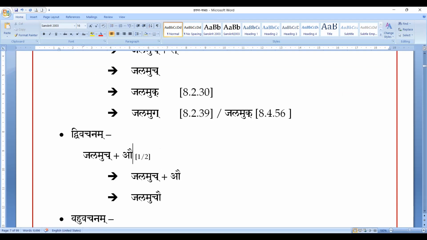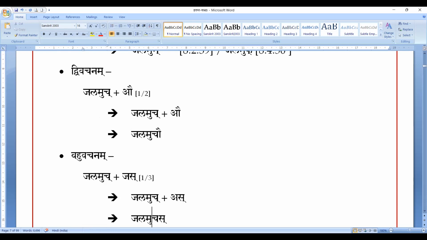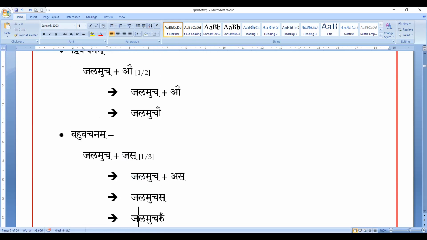Jalamuch plus au, the next one, Prathama Vibhakti. I derive all the Jalamuch forms. Please see. Jalamuch plus au, just join. Jalamuchau. This is melanam, nothing happens here. Here au is a pratyaya, Prathama Vibhakti Dvivachanam, Jalamuch plus au, Jalamuchau. Just joining. Then Jalamuch plus jas. Jakara is it-lopa, the content is only as. Su, au, jas. There, Jakara is it.